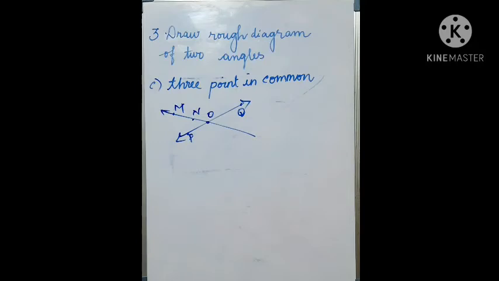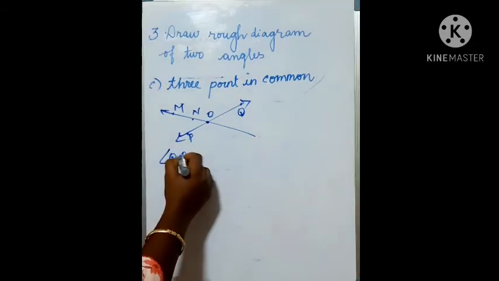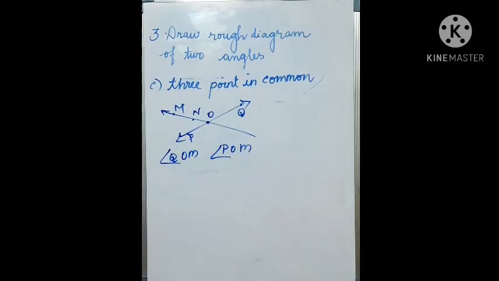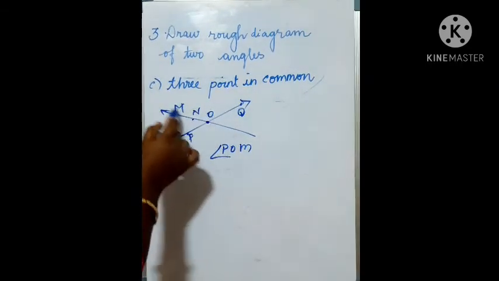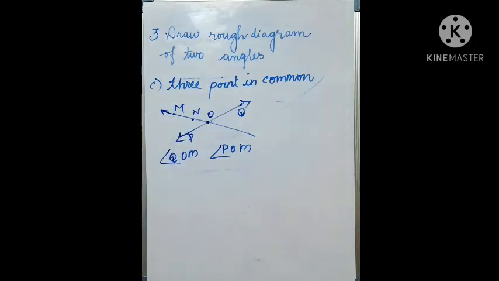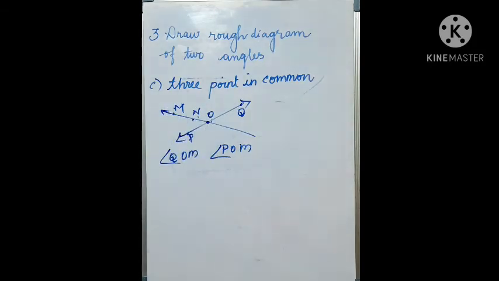Is it clear? Fine. How can you make angles here? Angle QOM and angle POM. Yes. And you have common meeting points like M, N and O. Okay, so you get 3 points in common.